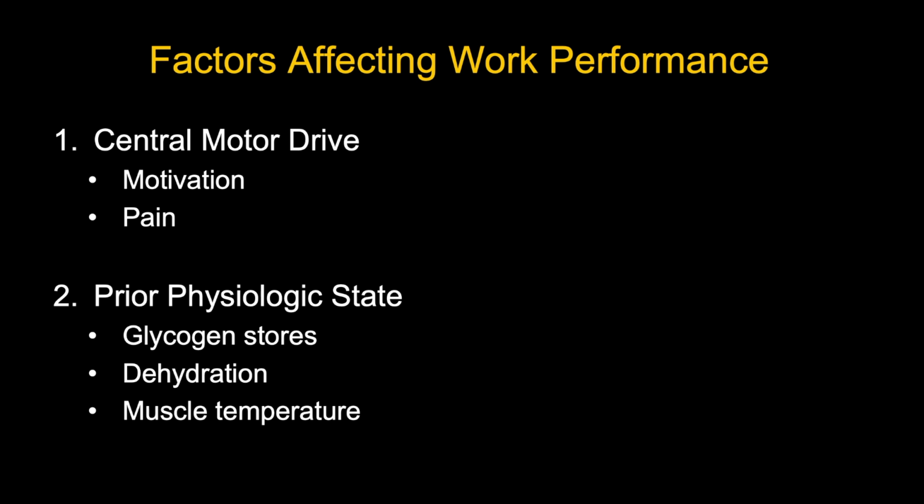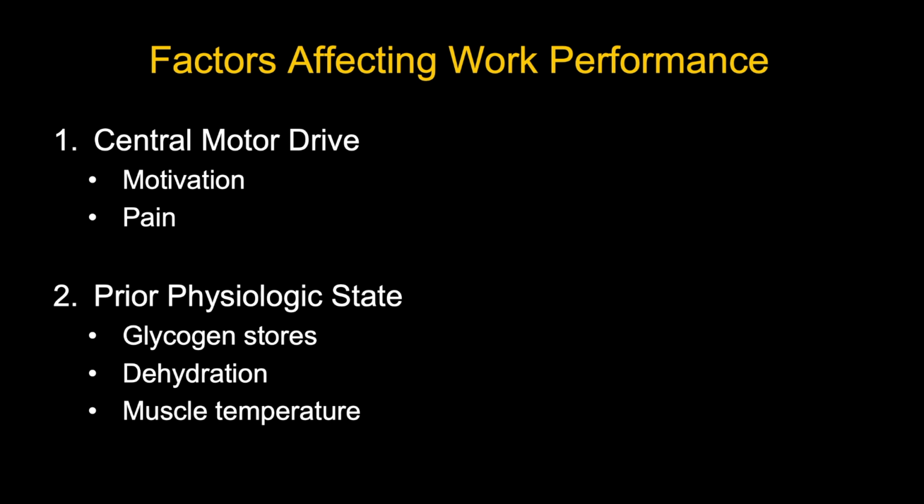We also want to take into consideration the prior physiologic state. Glycogen stores make a difference in exercise performance. We know that there's an association between the level of muscle glycogen and exercise performance. Dehydration is also a factor because that's going to affect nerve conduction velocity, it'll affect muscle function, as well as the ability of the human body to dissipate heat.